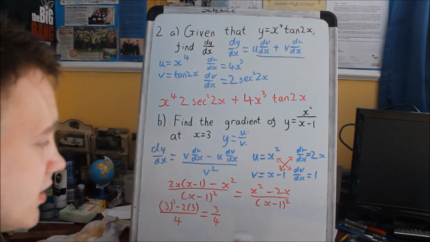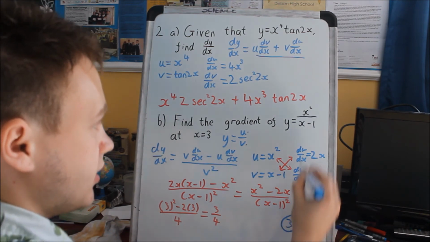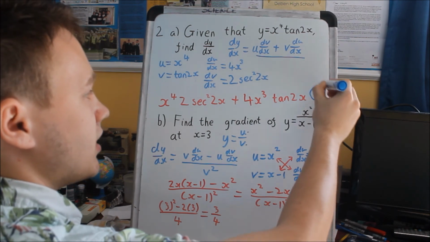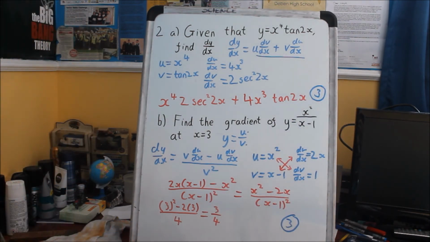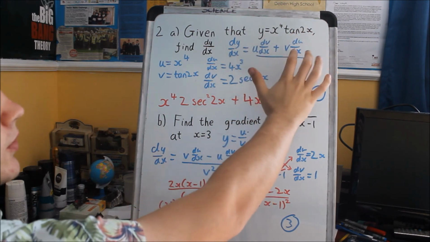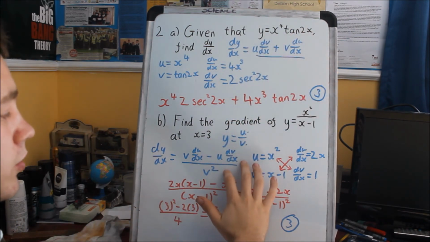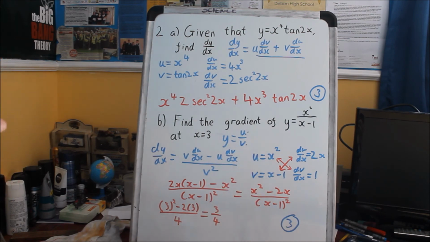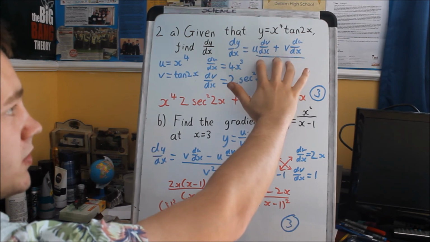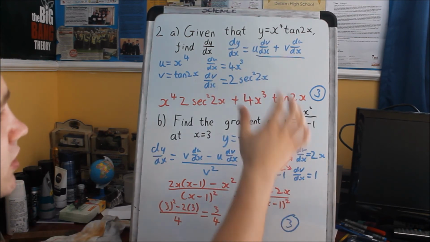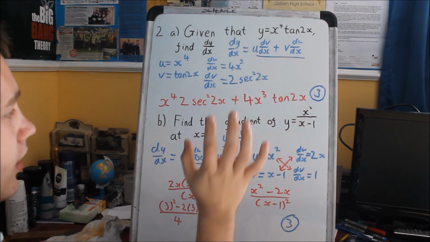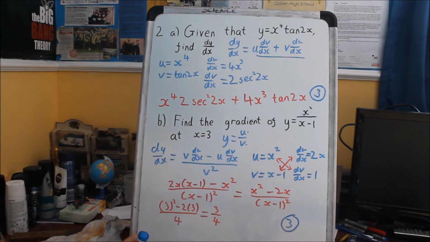In terms of marks, this was 3 marks, this was 3 marks, so the entire question was out of 6. In terms of things people might trip up on, is firstly forgetting these formulas. These formulas for the product rule and the quotient rule are vital to remember, and they're easy marks once you've got them. This one, not many people tripped up on if they had it according to the mark scheme, but some people forgot that.